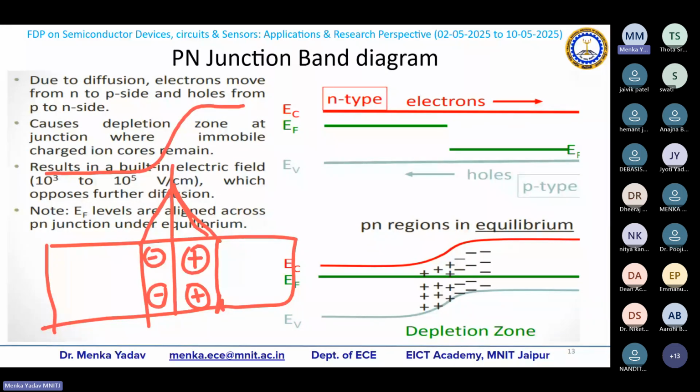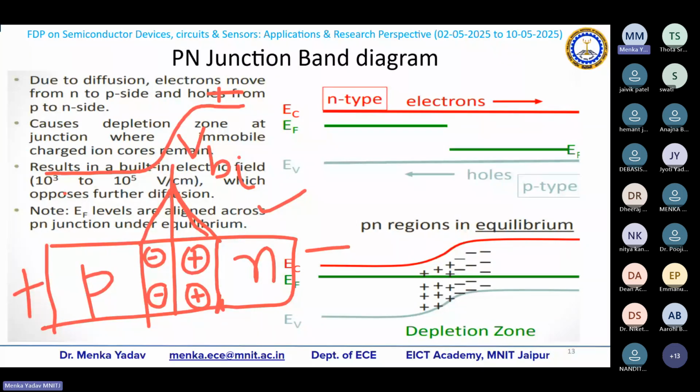You can see the built-in potential is higher towards the N side and lower towards the P side. So it means the forward bias was positive towards this side and negative towards this side. This is your P type and this is your N type. So can I say this built-in potential VBI is going to oppose your forward bias? You understood this? There is a built-in potential.